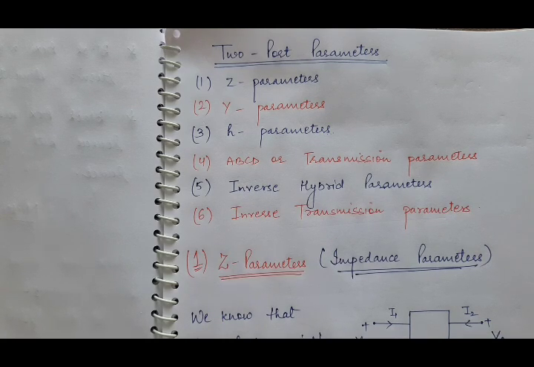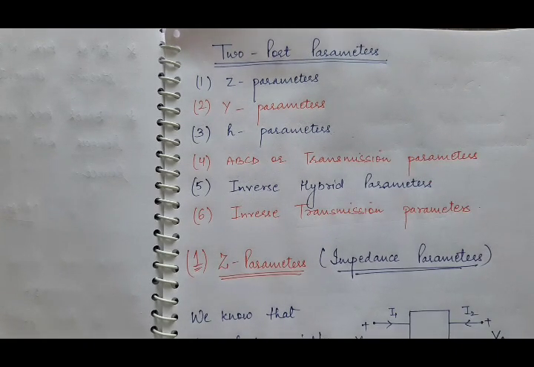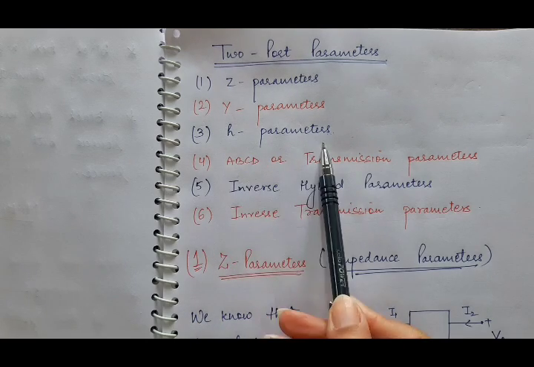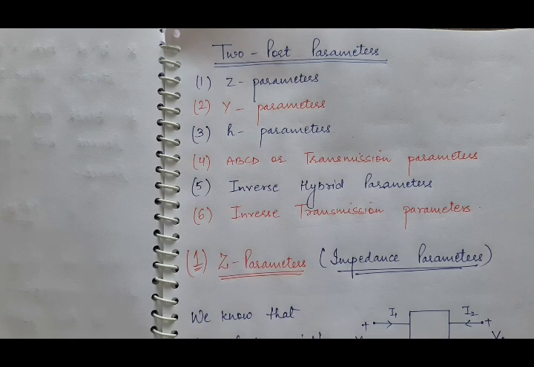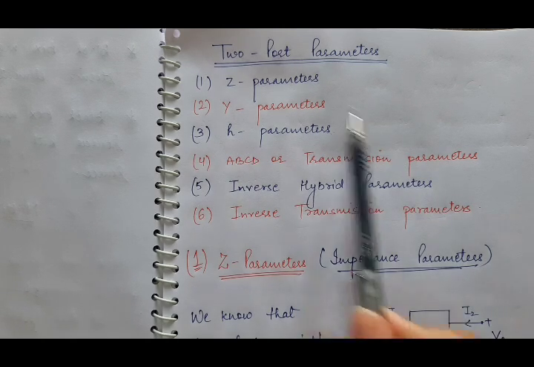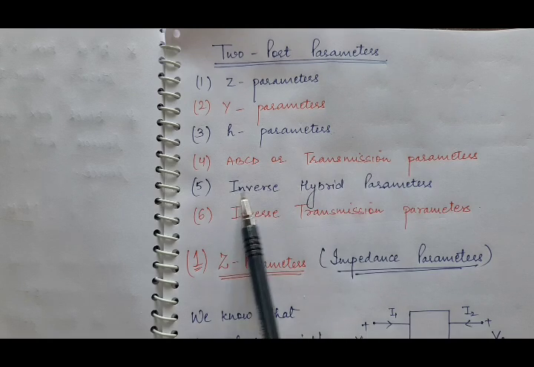Out of all these 6, in your book only the first 3 are mentioned, and only one out of these 6 we will discuss in detail in your syllabus. That is the H parameters, known as hybrid parameters, and we will discuss these hybrid parameters in detail in the case of a transistor as a two-port network. So out of these 6, in this video I am going to explain only the first 3, and I will upload a video which will explain the remaining 3, not in detail but in brief.